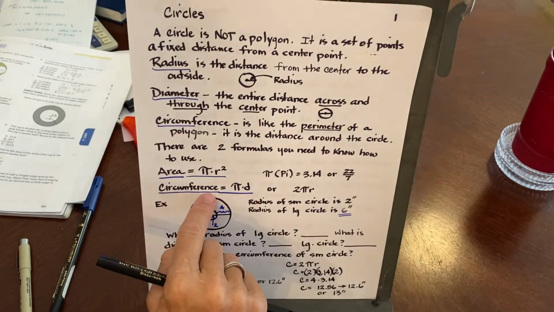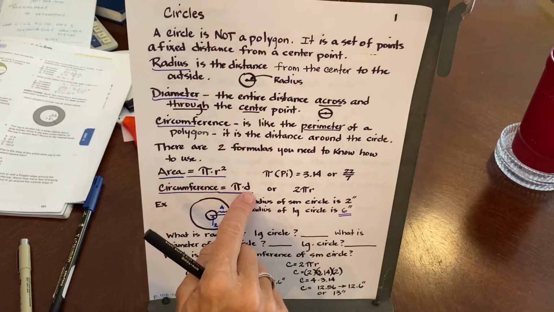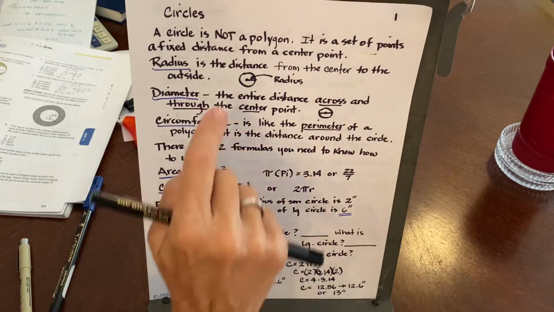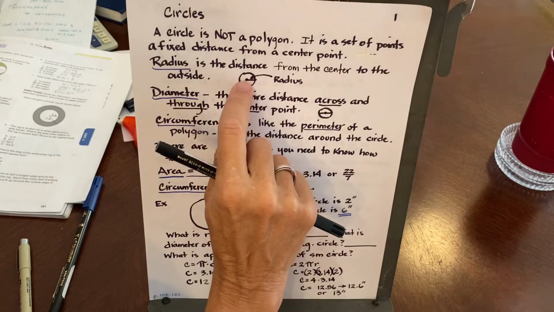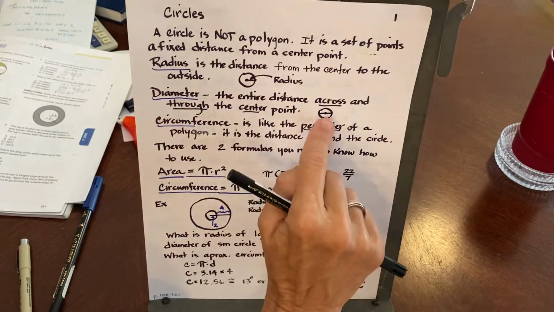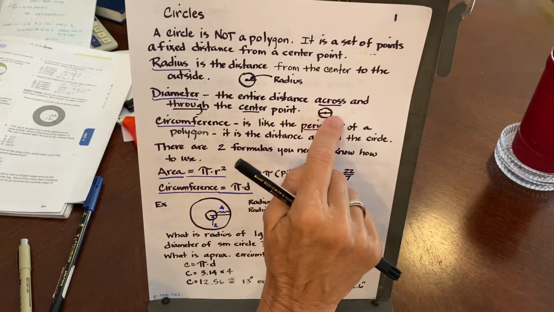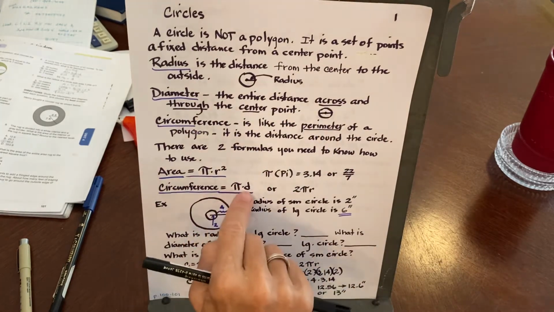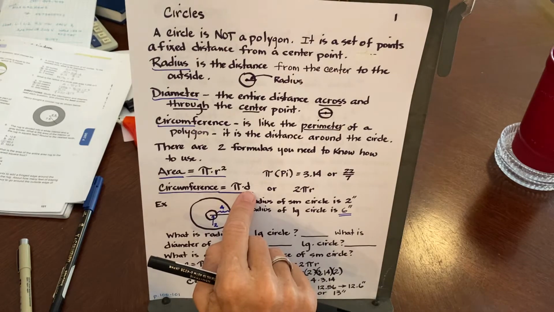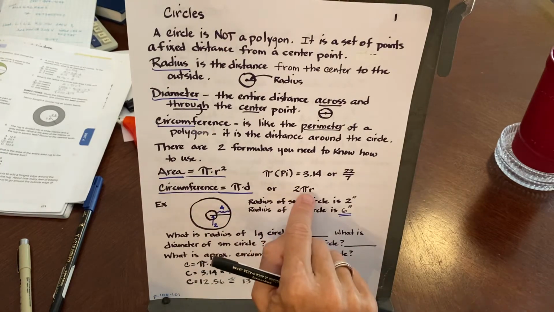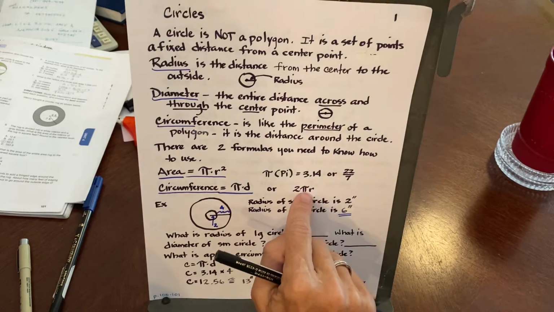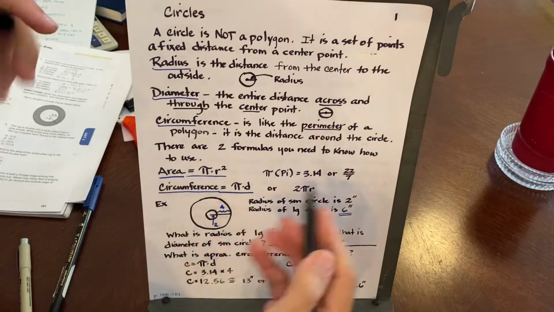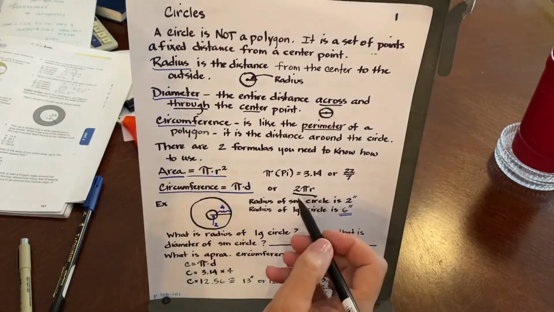The circumference formula is pi times d, which stands for diameter. If you remember, radius is from the center to the outside, so that's really half the distance across the circle. Diameter is the entire distance across the circle. So circumference is pi times the entire distance across the circle, or 2 times pi r, which means you could have 2 times the radius, which is the same thing as d, times pi. So these 2 formulas are equivalent.